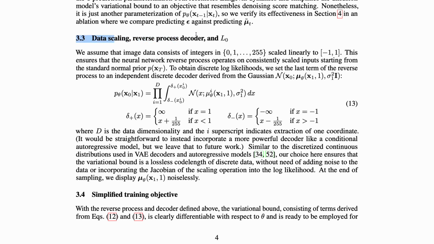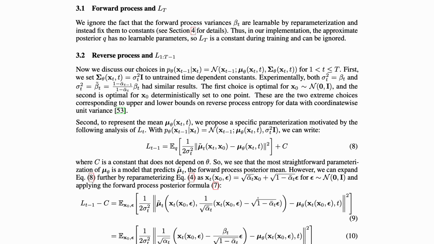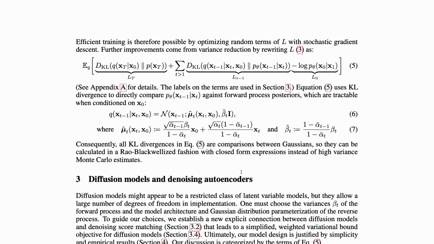Data scaling, reverse process decoder and L0. We assume that the image data consists of integers in 0 to 255 scaled linearly to -1 to 1. This ensures that the neural network reverse process operates on consistently scaled inputs starting from a standard... Aha! This is the reason. I guess this is the reason why we are multiplying everything with root alpha t, because when we multiply with root alpha t, the mean remains 0.